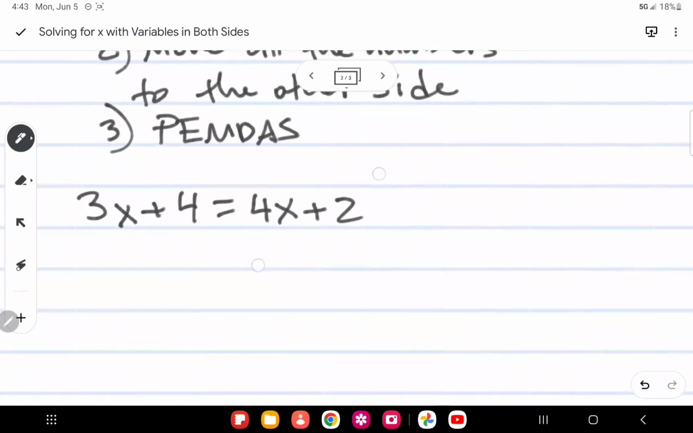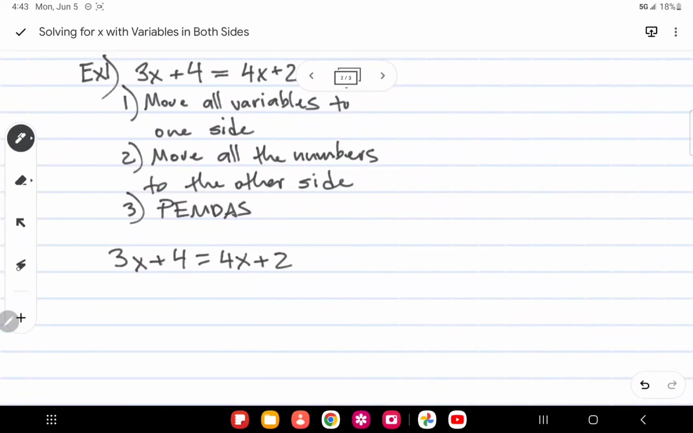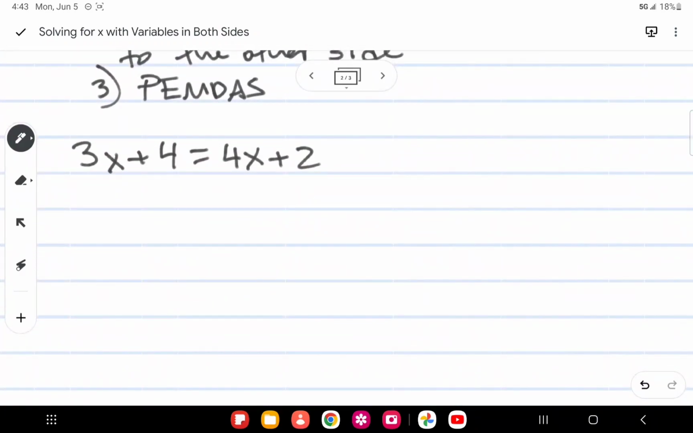Okay, so normally for me, I move all the variables to the left side. Now whichever works for you, if you want to move the numbers first, that is okay. If you want to move the numbers on the left side or the variables on the right side, that is also okay. It is just a matter of preference, okay? So for me, I'll move all the variables to the left side.